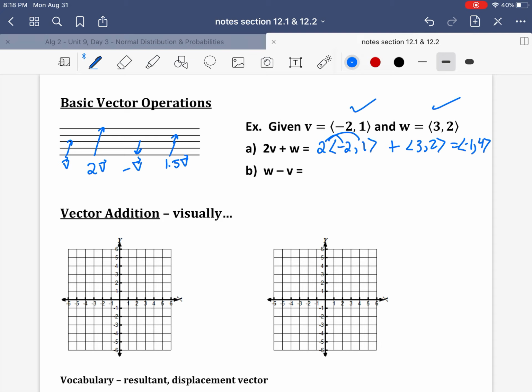If I wanted to see that in a picture, I would say to myself, well, double v. So v is -2, 1, so I'm going to go -4, 2. I would start here and go -4 and up 2. There would be my 2v. Then I would tack on to the end of that 3, 2. So from the end here, I'd go to the right 3 and up 2. And then watch this. This is my resultant. So the answer right there is my resultant. Oh, it looks ugly. Sorry.